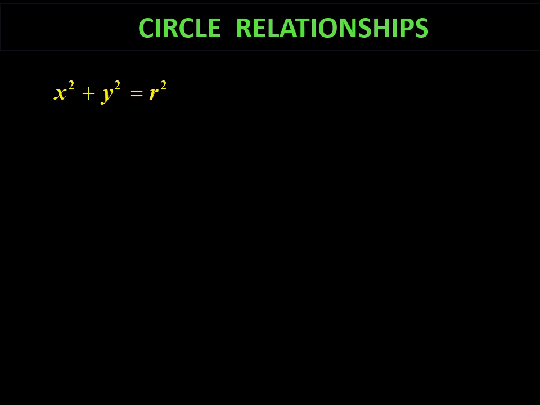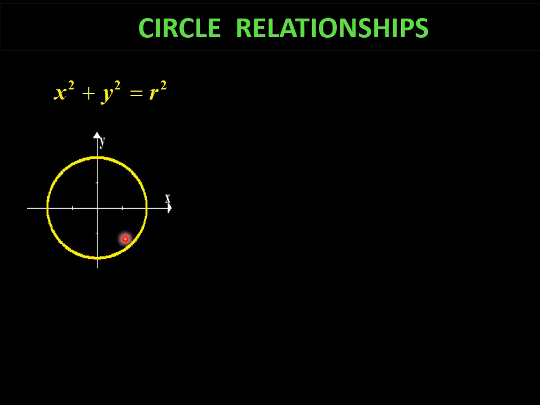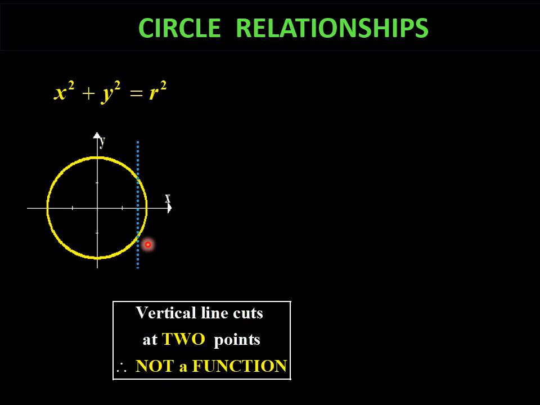Let's consider the circle relationships. x squared plus y squared equal to r squared. From your analytic geometry, there you know that. That's a circle. Let's apply the vertical line. See there? Can you see the vertical line? Cuts it at two places. It has a positive and a negative. So the circular relationship here, using the vertical line test, shows us that it does not represent a function.